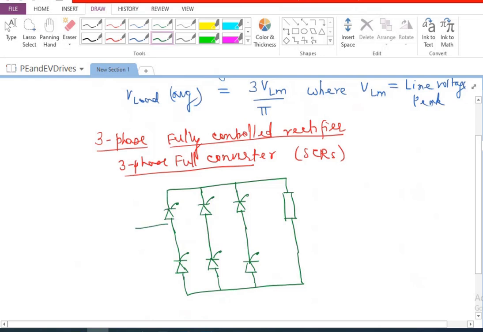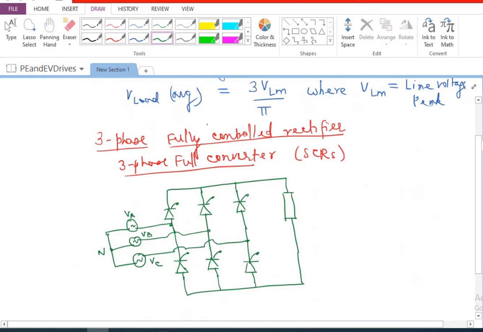Now I'm going to connect A phase voltage here, B phase voltage here, and C phase voltage here. So I'm going to call this, say, VA. I'm going to call this, say, VB. And I'm going to call this VC. And I'm just connecting them together with the neutral point like this. This is the neutral point.